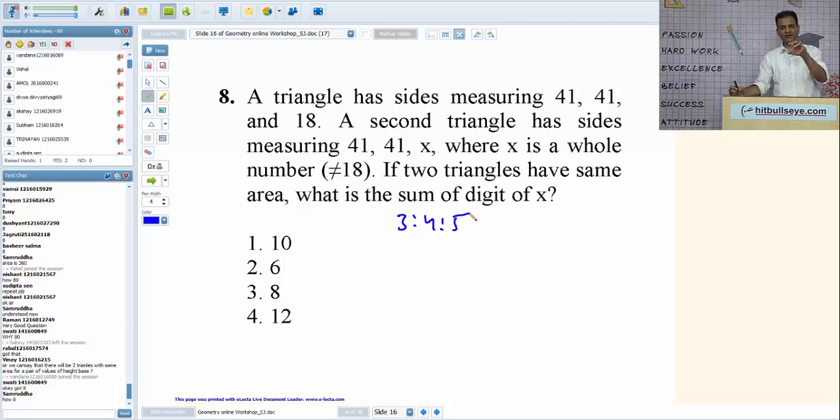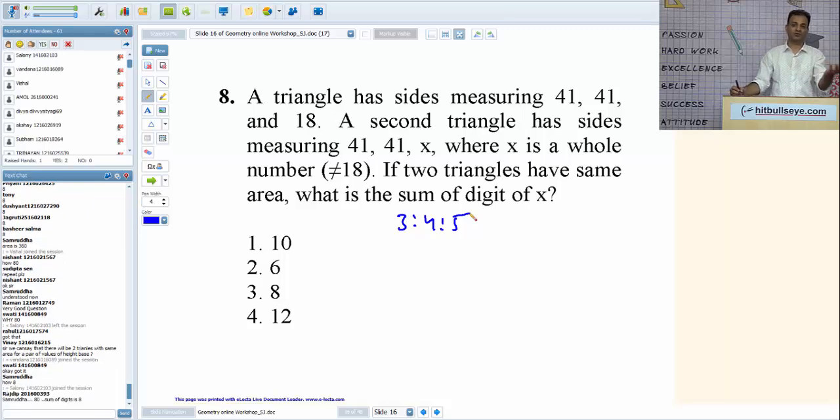You are understanding a ratio. It can be 6, 8, 10. If you multiply by 3, it can be 9, 12, 15. Multiply by 10, it can be 30, 40, 50. Multiply by 1.2, it can be 3.6, 4.8 and 6. Like in the previous question, it can be 4.5, 6 and 7.5. The ratio is 3, 4, 5.